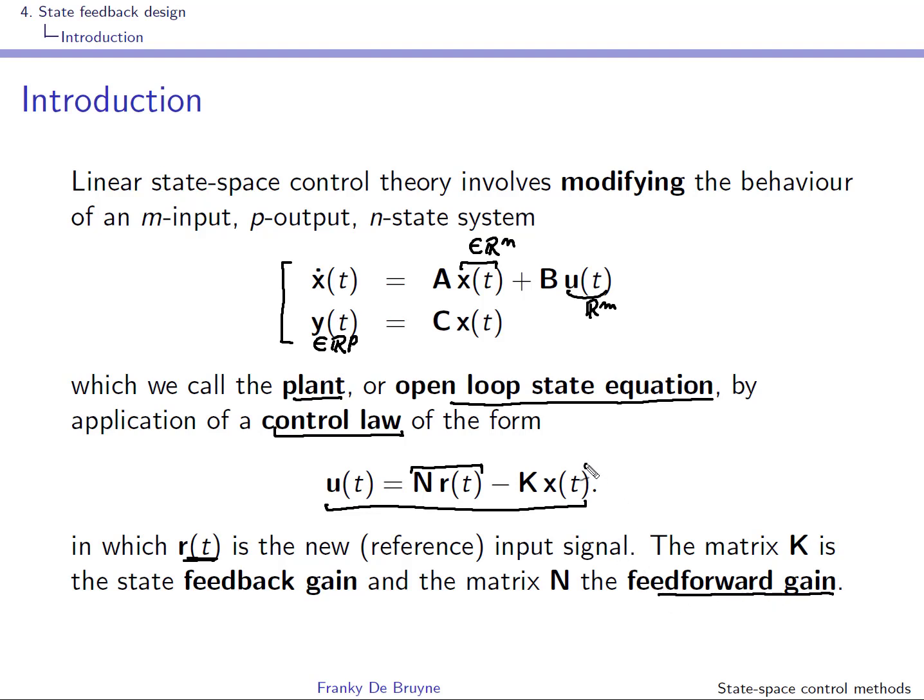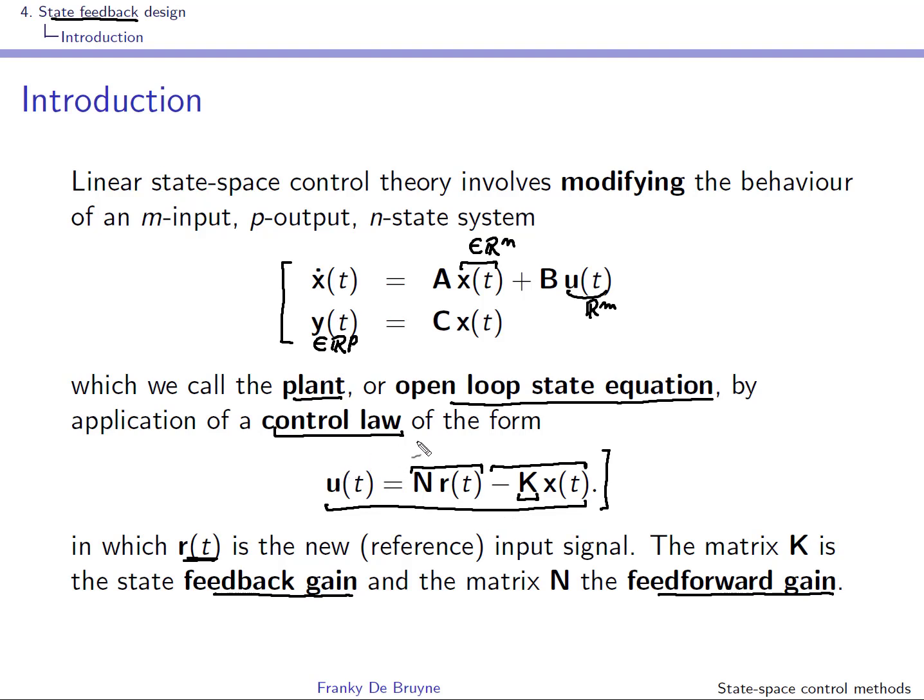There is here a second term that comes from the state, and this is really feedback from the state. This is why we call this state feedback, and the K matrix is therefore called the feedback gain. Note that this is a static law, that is really easy to implement because it only involves addition and multiplication.